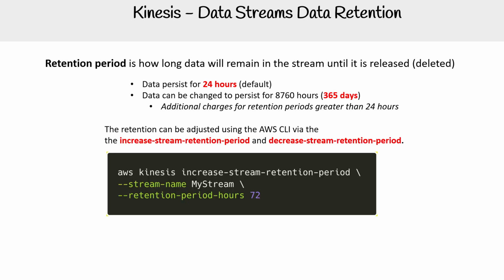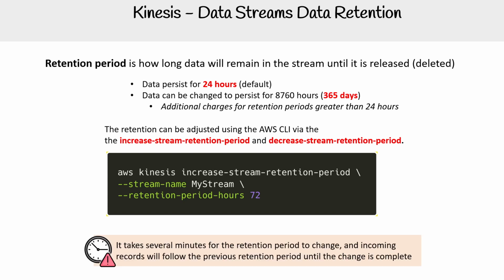The retention can be adjusted using the AWS CLI via the IncreaseStreamRetentionPeriod and the DecreaseStreamRetentionPeriod commands. So you can adjust this. One caveat is that when you do change it, it's not instantaneous. It takes several minutes. So data that is already in flight going from producers to the stream is going to have that old retention period. Okay, so that is something you'll have to consider.